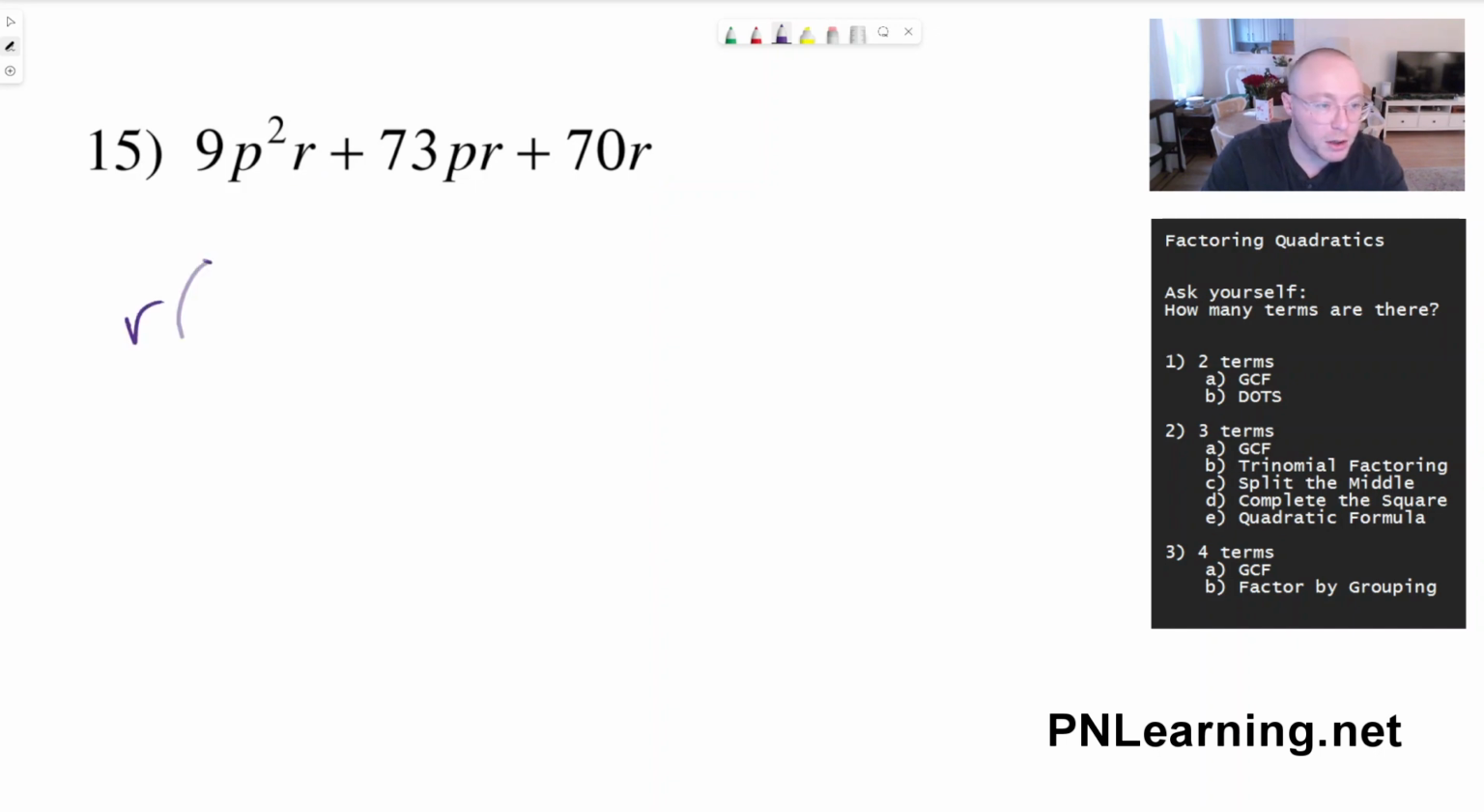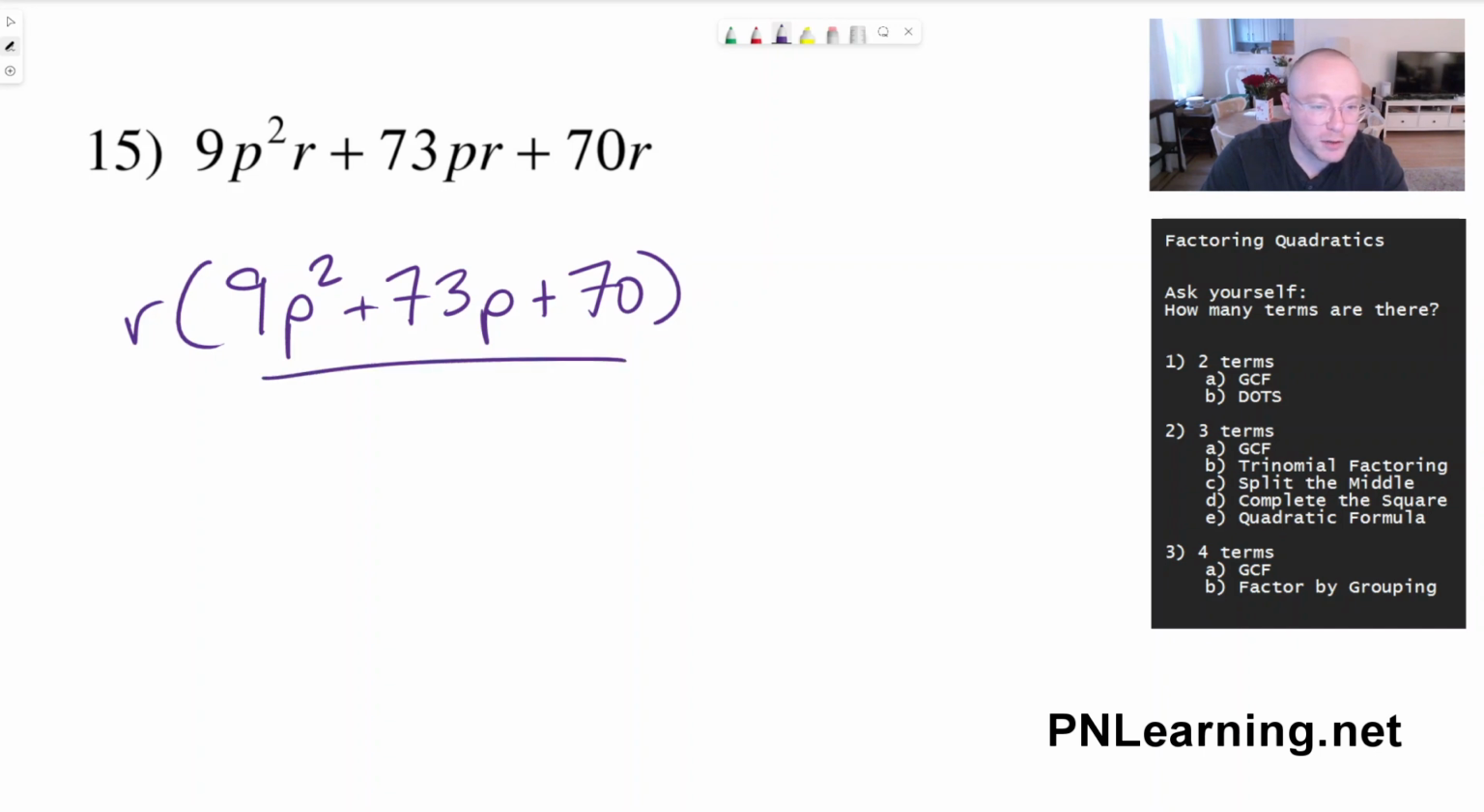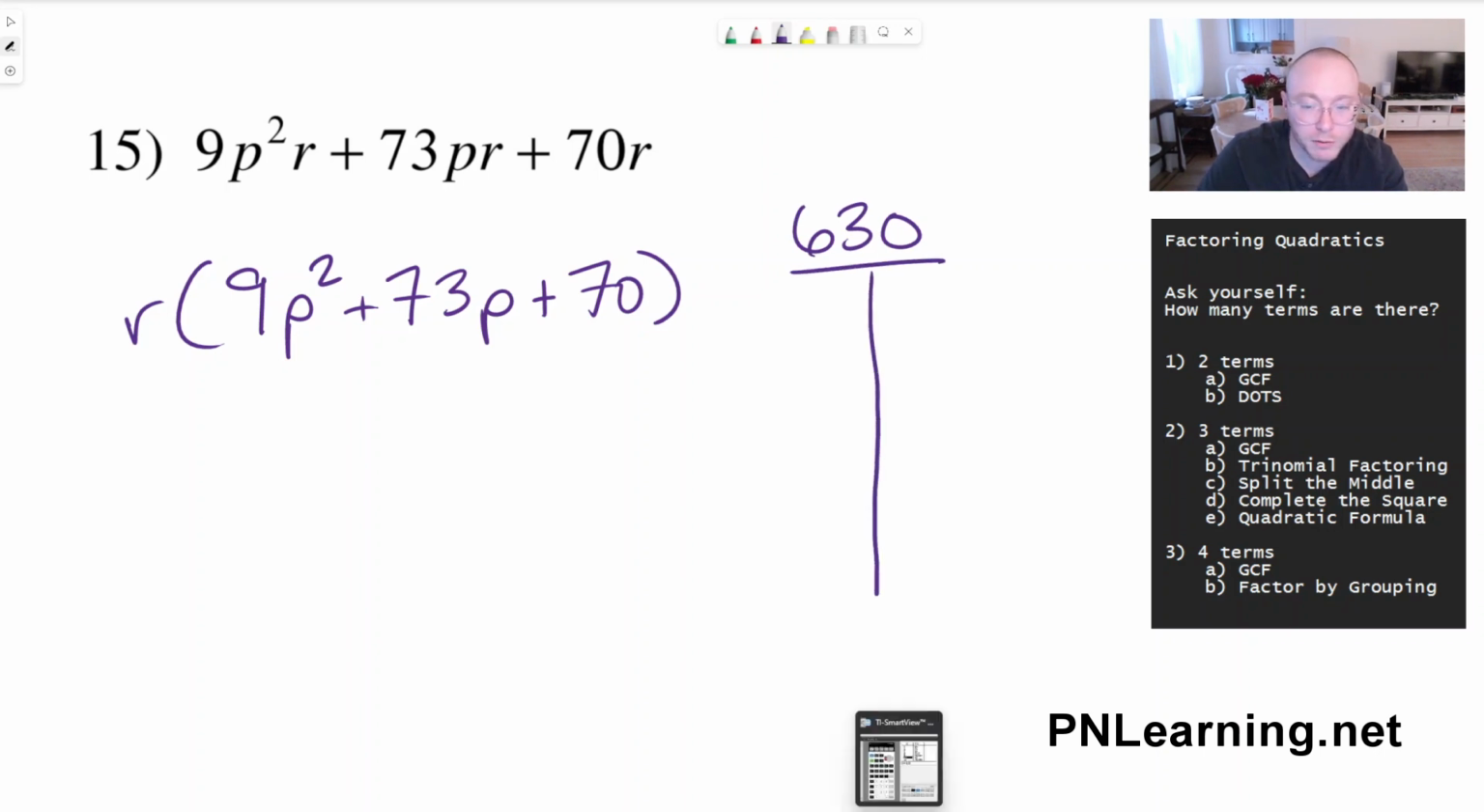So we take out the R, and we're going to be left with 9p squared plus 73p plus 70. And it looks like we're going to be left with a trinomial where we're going to have to split the middle, again, because a does not equal 1. So 9 times 70, this is going to give us 630. That is a huge number, so let's use the calculator to see what our factors are.